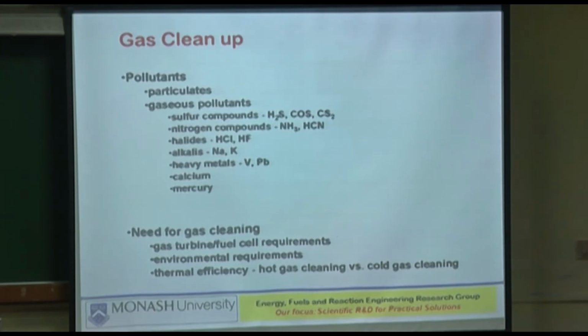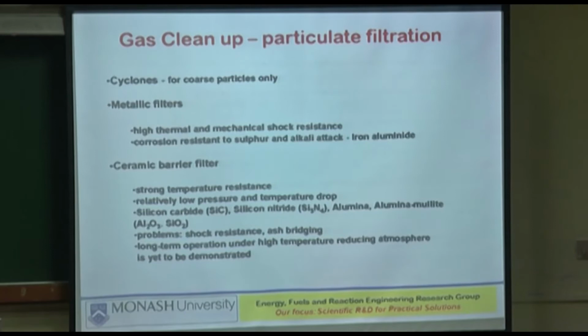So we have the particulates and the gaseous pollutants. Let's focus on the particulates. What is used for particulate removal? Usually these are done in 2 stages because, as I mentioned, you generate a distributed size as far as the flying particulates are concerned. So the first cut is to separate them through cyclones, but these are for coarse particles only.